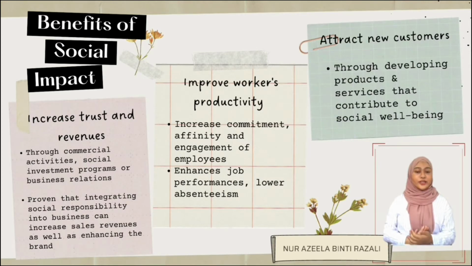Next, we move on to the second benefit of social impact, which is that it could also help in increasing the productivity of the workers. If organizations are socially responsible to the staff, it would help in increasing their commitment, affinity, and engagement of employees as well as enhancing job performance. If staff are happy with the job and the surroundings, there will be lower absenteeism as well as fewer issues among the workers. And the last benefit of social impact is it could attract new customers.